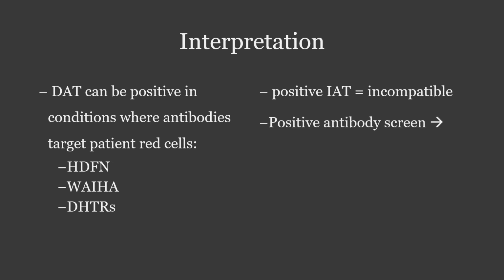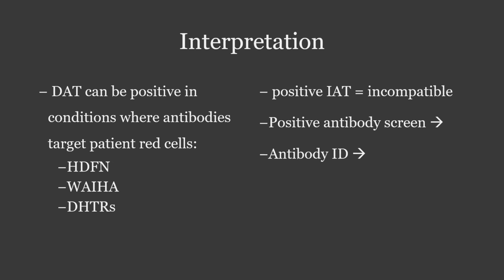The antibody screen is the first step, where recipient plasma is tested against a panel of O-negative reagent red cells. Agglutination in the antibody screen means that the recipient has a clinically significant antibody that could hemolyze donor red cells positive for the corresponding antigen. That antibody has to be identified by running a series of IATs testing recipient plasma against more reagent red cells.